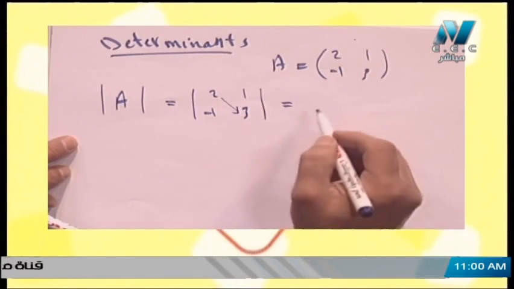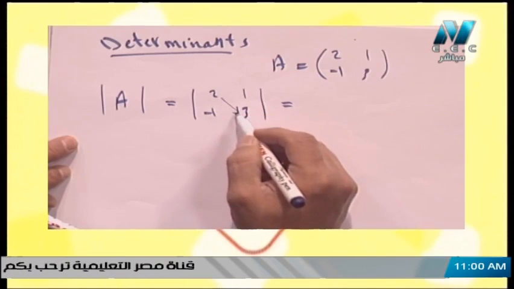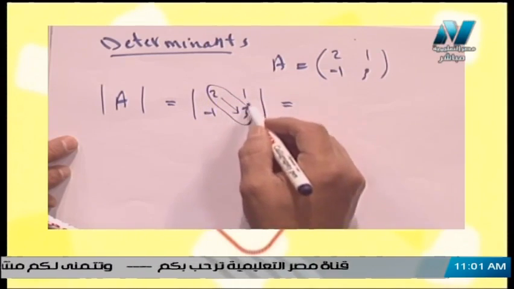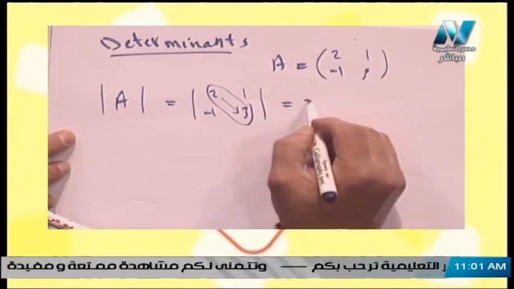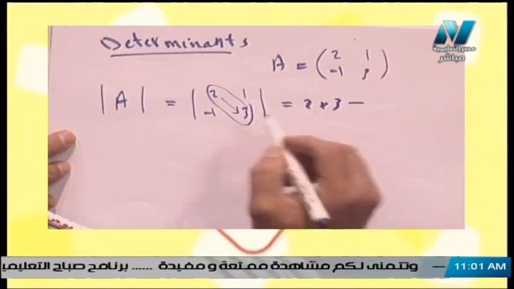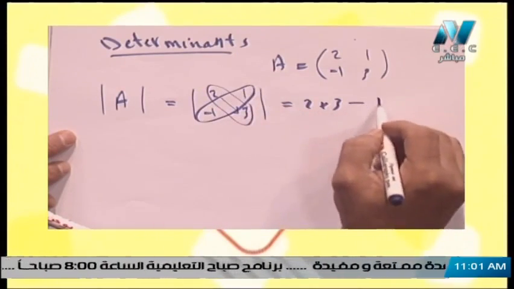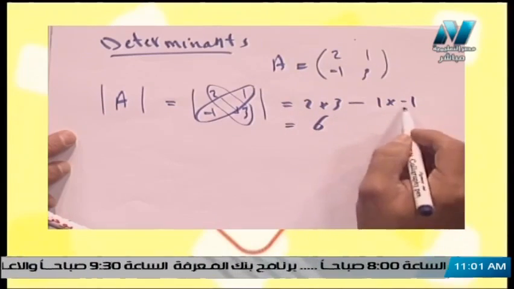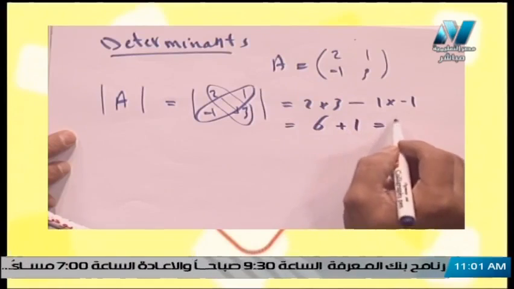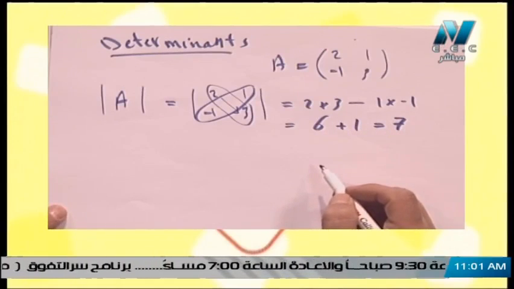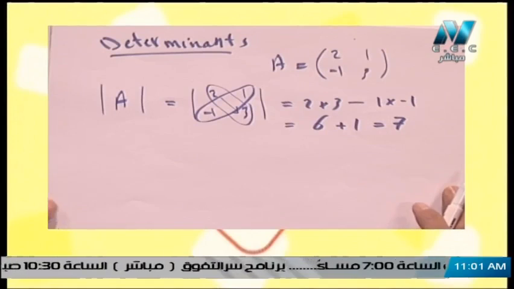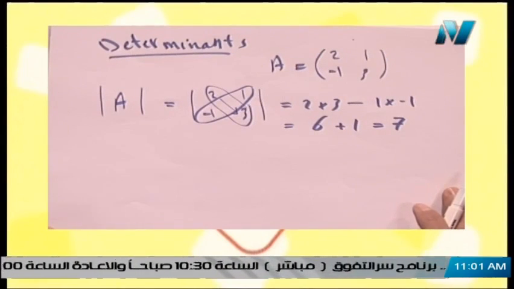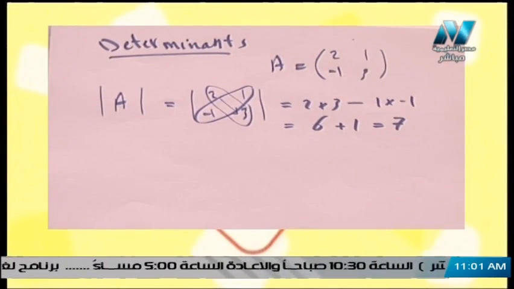We'll find 2 times 3, the first principal diagonal, 2 times 3, minus 1 times negative 1. Here equals 6 minus negative 1, equals positive 1, so the answer equals 7.